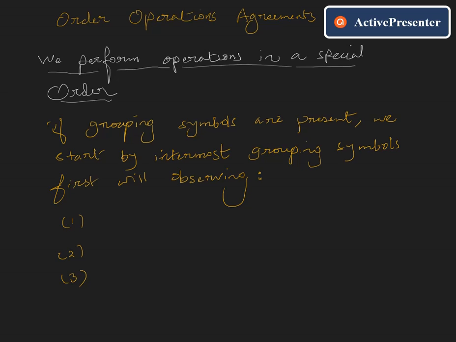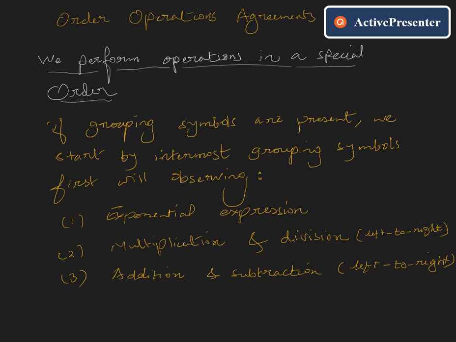Exponential expressions first, multiplication and division from left to right as a second step, addition and subtraction from left to right as a third step. That is, if grouping symbols such as parentheses or brackets are present, we start by the innermost grouping symbols first.